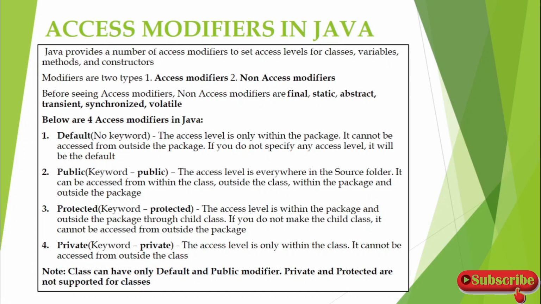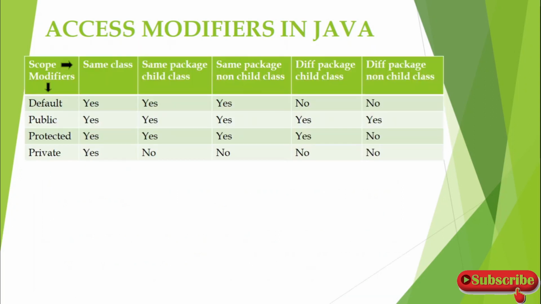So these are the four access modifiers in Java. We have used these in our previous tutorials, but you have to know the scope of these, then only you can use them widely in your framework. The important point is that a class can have only default and public modifiers. Private and protected are not supported for classes. We will see all four access modifiers with a good example now.